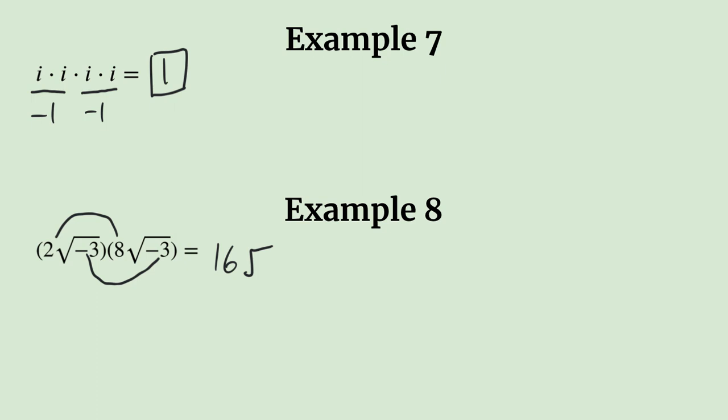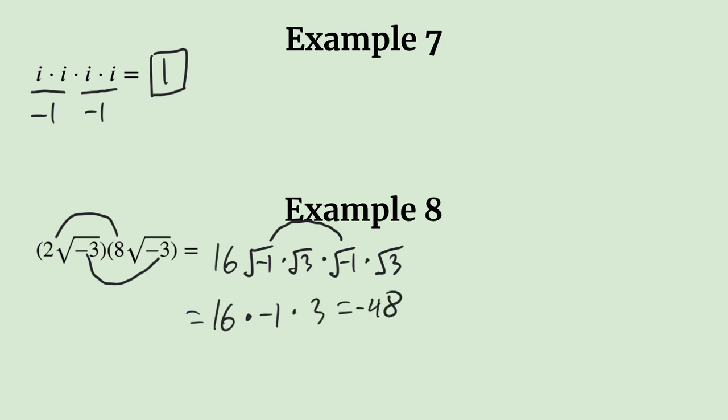Then we'd have square root of -1 times square root of 3 times the square root of -1 times the square root of 3. That'd be 16. Square root of -1 times square root of -1 is -1 times 3, which would be -48. If we hadn't done that, if we would have kept going down our path, we'd have 16 square root 9, which would be 16 times 3, which would be 48, which is what we don't want, because that would be different than our actual answer. So our actual answer is -48.